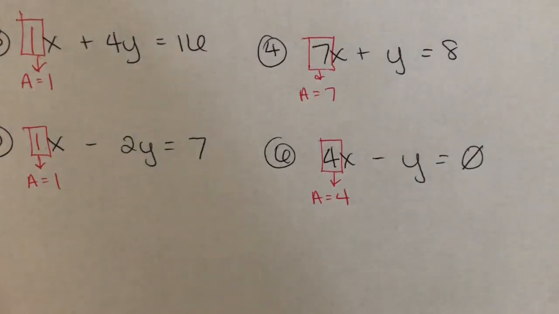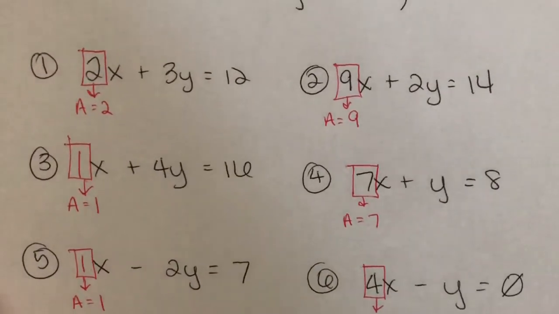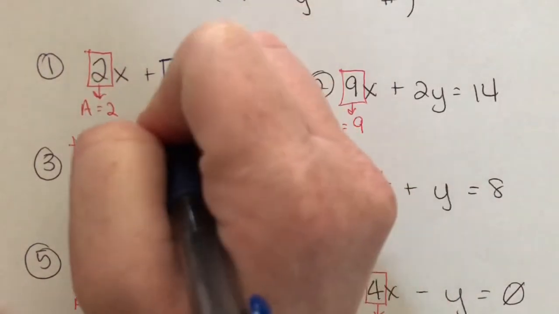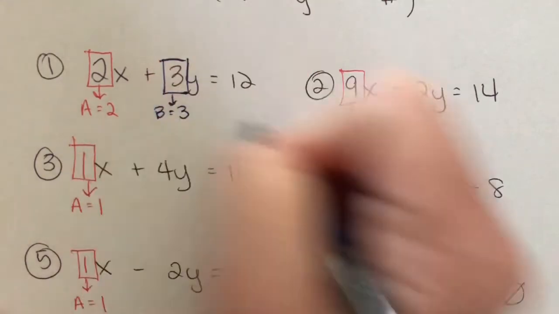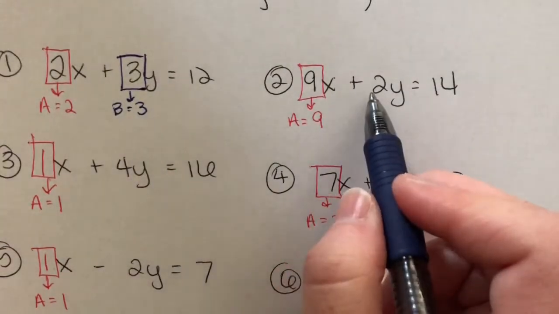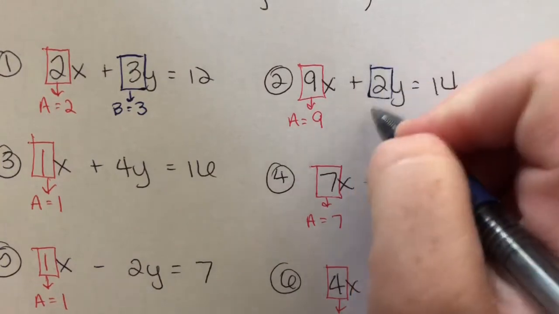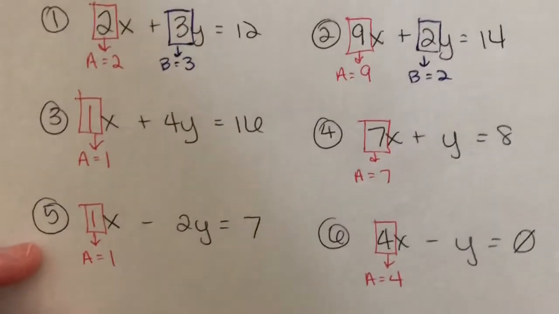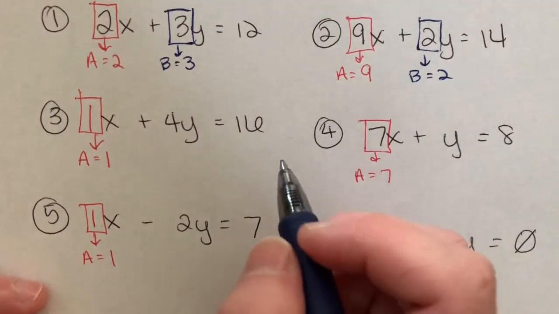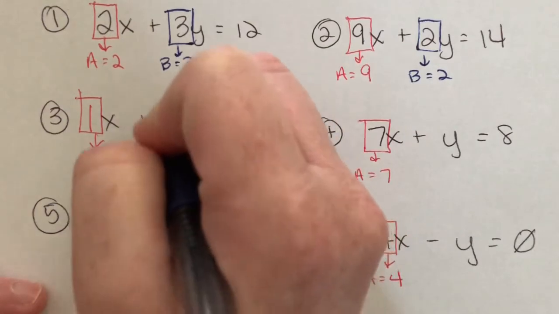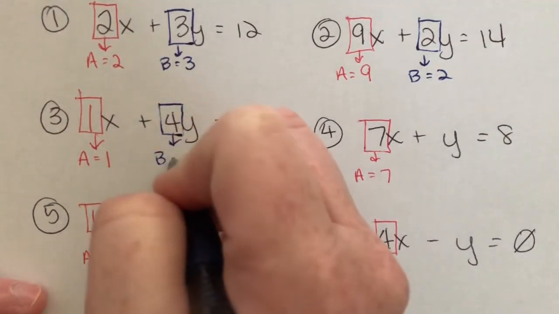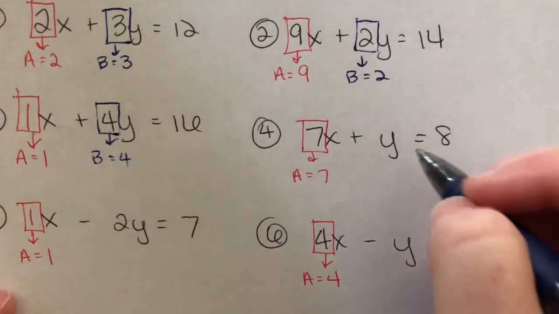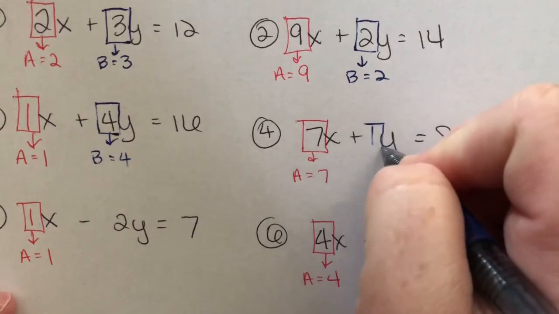Okay, so now let's go back and identify b in each equation. B is the number in front of y. So here, the number in front of y is 3. So b equals 3. Number 2, the number in front of y is 2. So b equals 2. Doesn't really matter what a, b, and c are. Again, they don't mean anything. We're just identifying them so you get more comfortable with standard form. Here, the number in front of y is 4. So b is 4. Here, there is no number in front of y. So when there's not a number, we know it's a 1.